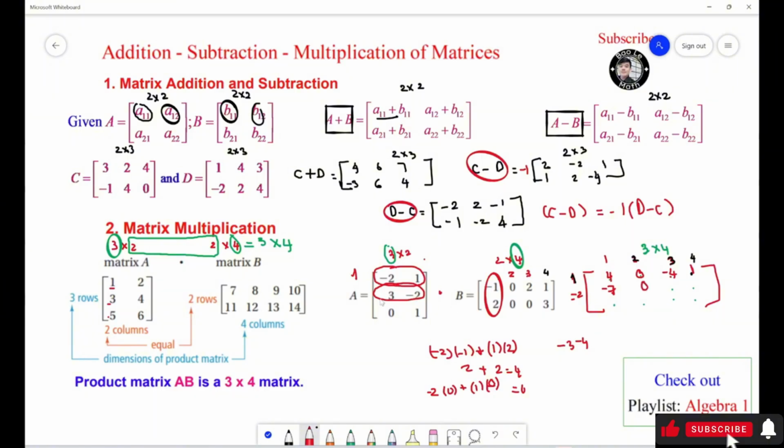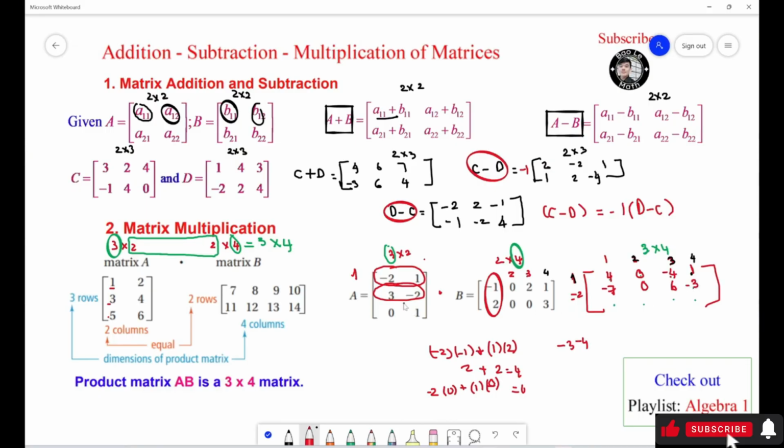Now second row, third column. Go over here. 3 times 2 is going to be 6. Negative 2 times 0 is going to be 0. So this answer should be 6. Put it over here. Next one, second row, fourth column. 3 times 1 is going to be 3. Negative 2 times 3 is negative 6. So 3 plus negative 6 should be negative 3.